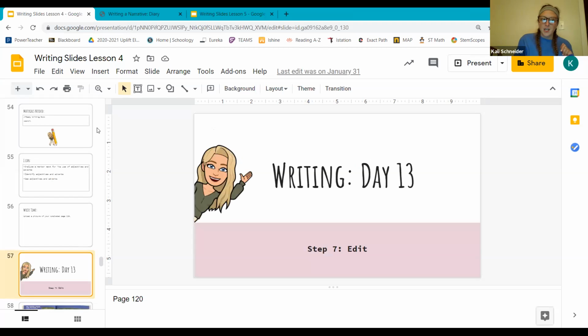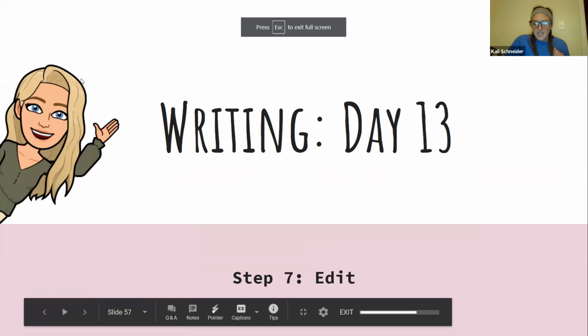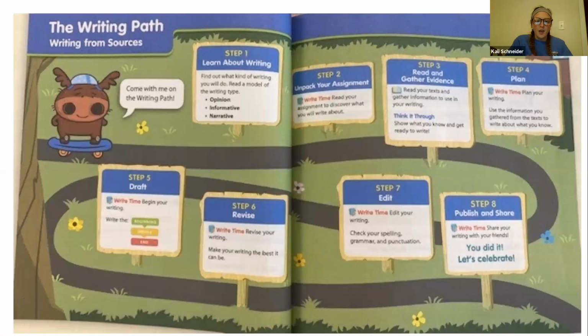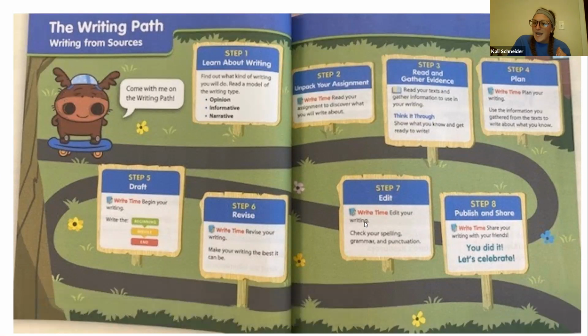I'm excited. We are moving on to step 7 and we are past just the revising. So let me go ahead and share our PowerPoint so we know where we're at today on day 13, editing. So on day 13, we are going to be looking in Herschel. Say hello to Herschel. We have moved past step 6 and we're on step 7 to edit. So we are going to edit our own writing.